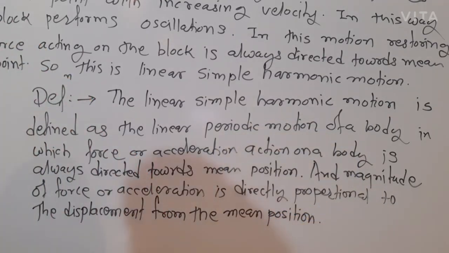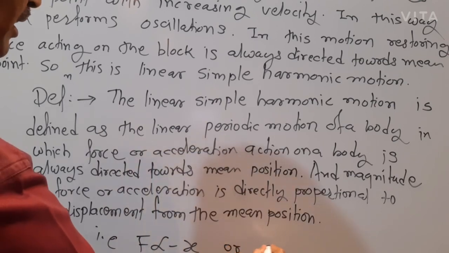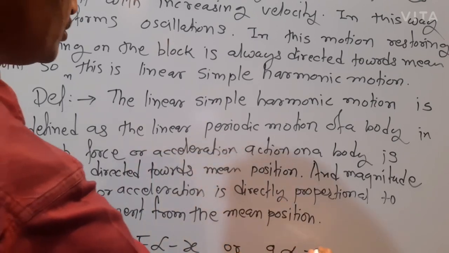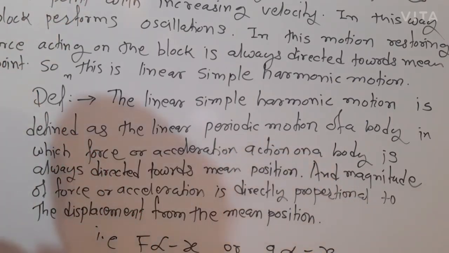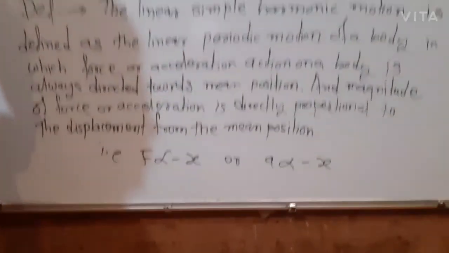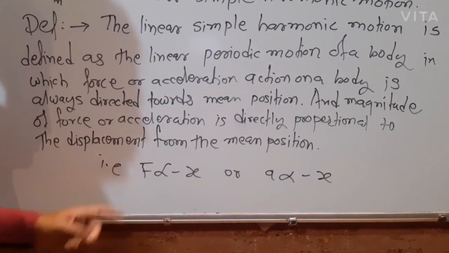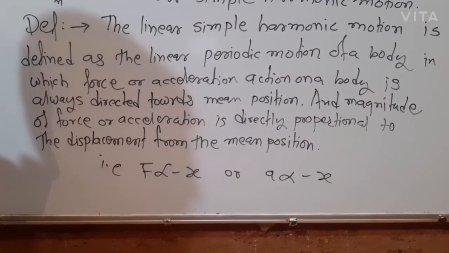And it is expressed as, that is, F is directly proportional to minus x, or acceleration is directly proportional to minus x. This is the mathematical expression of the definition of linear S.H.M.